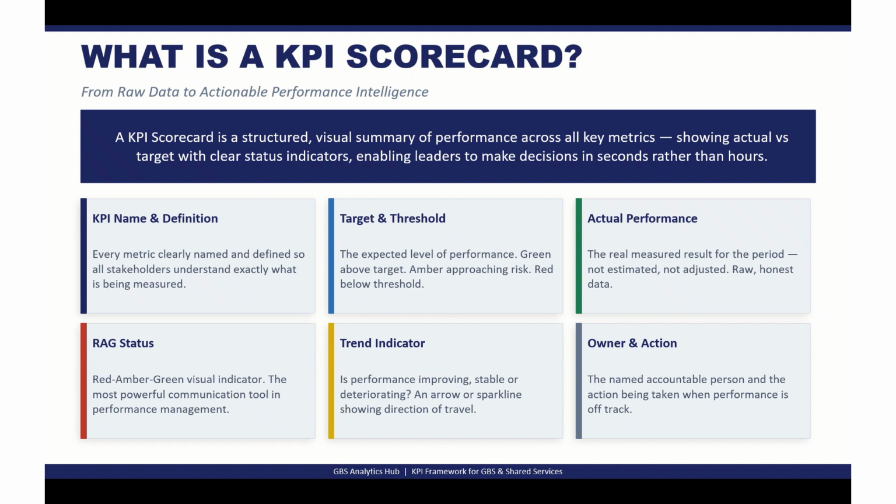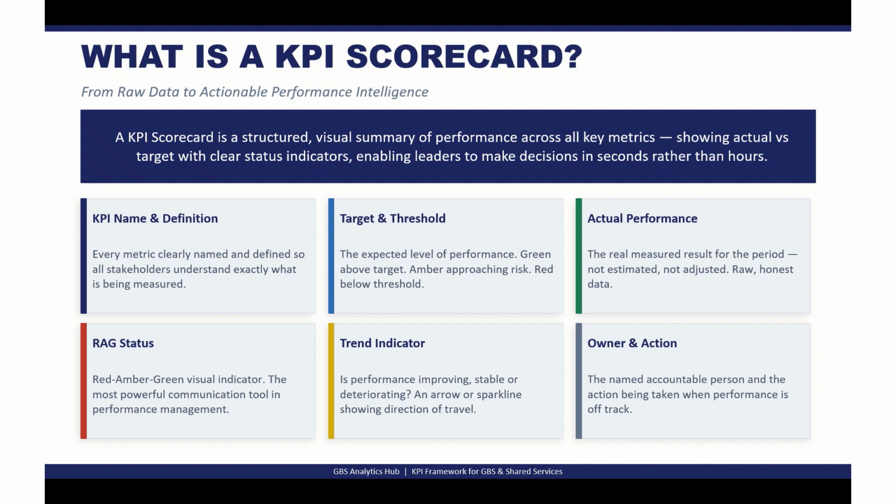Second, target and threshold. The expected level of performance, green above target, amber approaching risk, and red below the threshold. Third, actual performance. The real measured result for the period, not estimated, not adjusted, raw, honest data. Fourth, RAG status, red, amber, green, the most powerful communication tool in performance management. I will go deeper on this in the next slide.